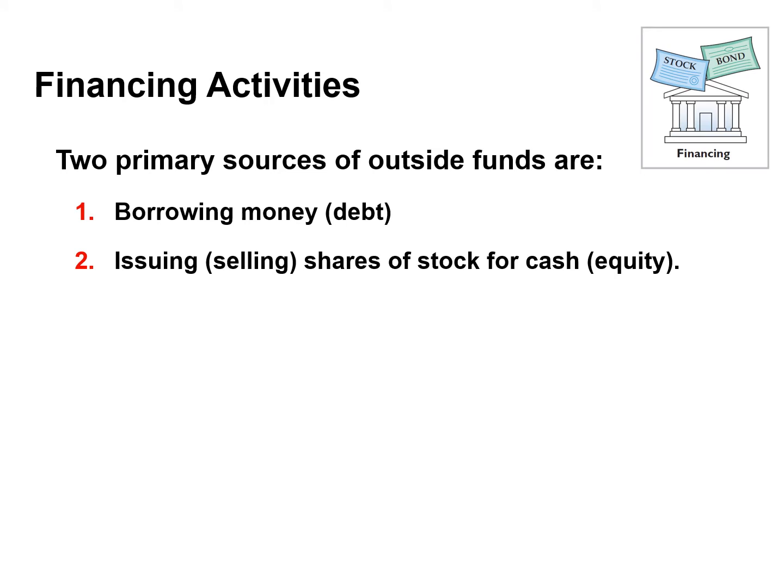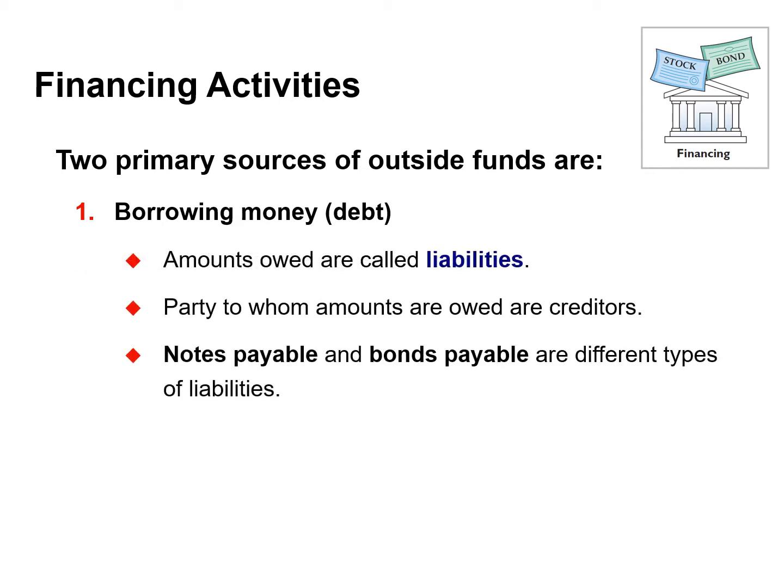There are two primary sources of outside funds for corporations. A company can borrow money, or it can issue or sell shares of stock in exchange for cash. A company can borrow money, and we refer to this as debt financing. It can obtain a loan from a bank or borrow directly from investors by issuing debt securities called bonds.